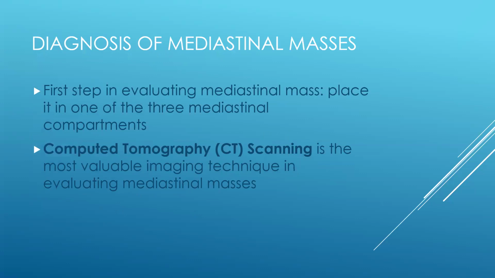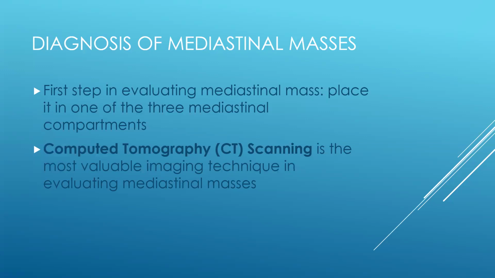So the first condition we can encounter in your mediastinum are your mediastinal masses. So usually these are just incidental findings, meaning when we do a routine chest x-ray, we sometimes encounter soft tissue densities in the mediastinum. So the first step in evaluating a suspected mediastinal mass is to try to place the mass into one of the three mediastinal compartments.